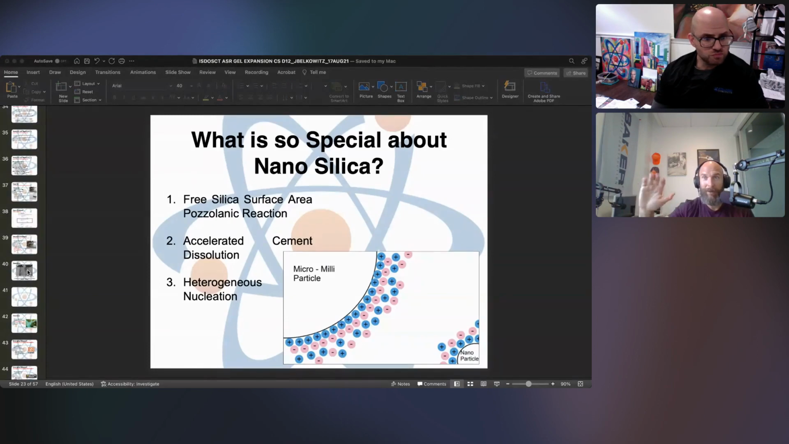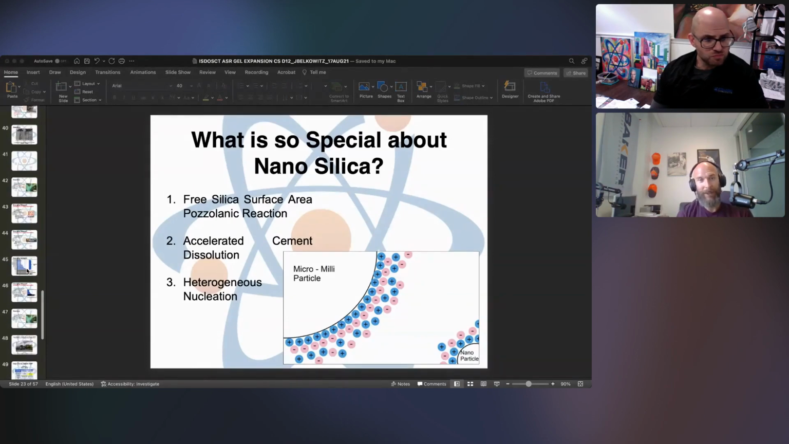I guess it wouldn't matter if we're using type 1L then, because type 1L is basically you're cutting cement out of there, adding limestone to it. So does the nanosilica, it doesn't care about the limestone? Oh, it does. It does.